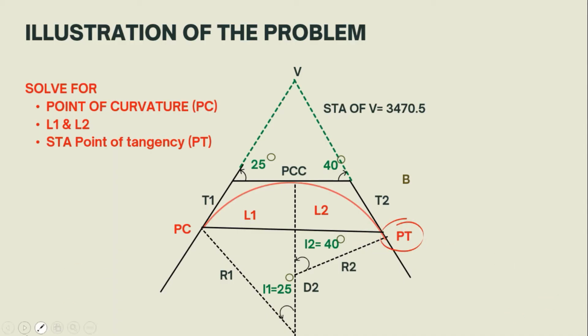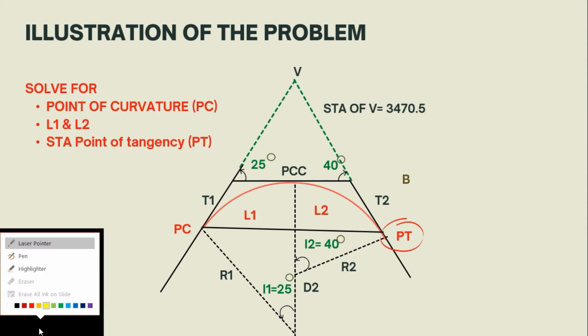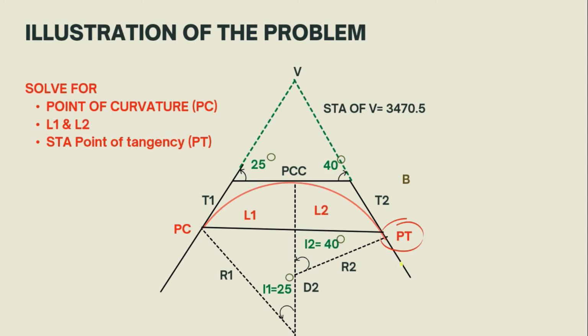We cannot directly solve PT since the given information is not enough. So basically, we have to solve for the following elements before we can solve the point of tangent. First, we still have to solve for the point of curvature. Since it is not given in the problem, we have to solve for it.